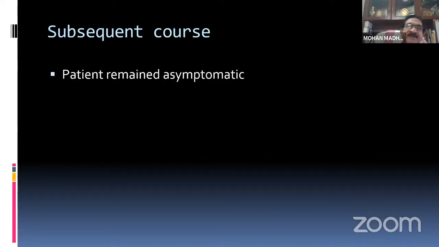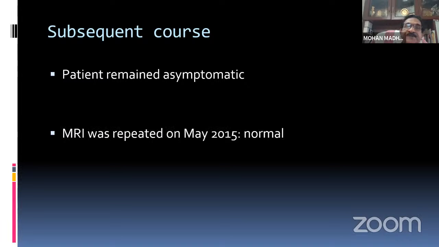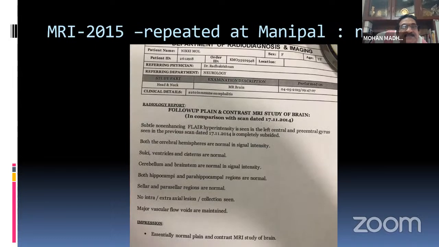Patient remained asymptomatic. MRI was repeated again 1 year later, which was normal. This is just a normal MRI repeated. They said repeated 1 year later. Patient became all right.